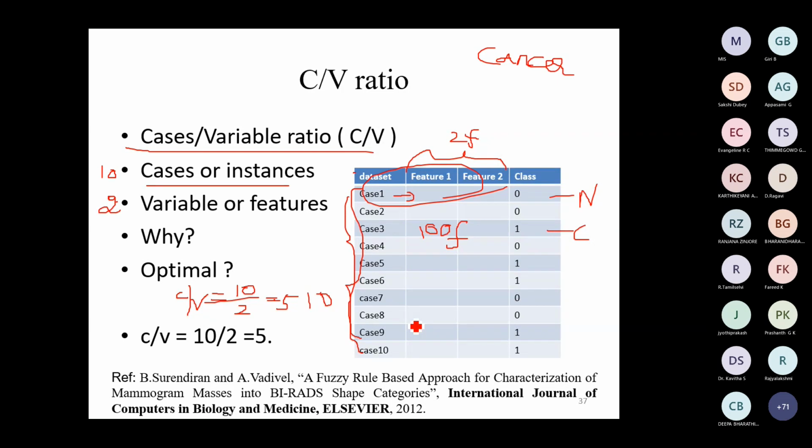We don't have a sufficient number of images or cases. Here only 10 cases are there, so we may not have enough cases to validate these 100 features. If you have 100 features, at least we may need 10,000 cases to validate their performance. So that's why the CVB ratio is very, very important, and it can be used as an evaluation metric when you're doing evaluations.